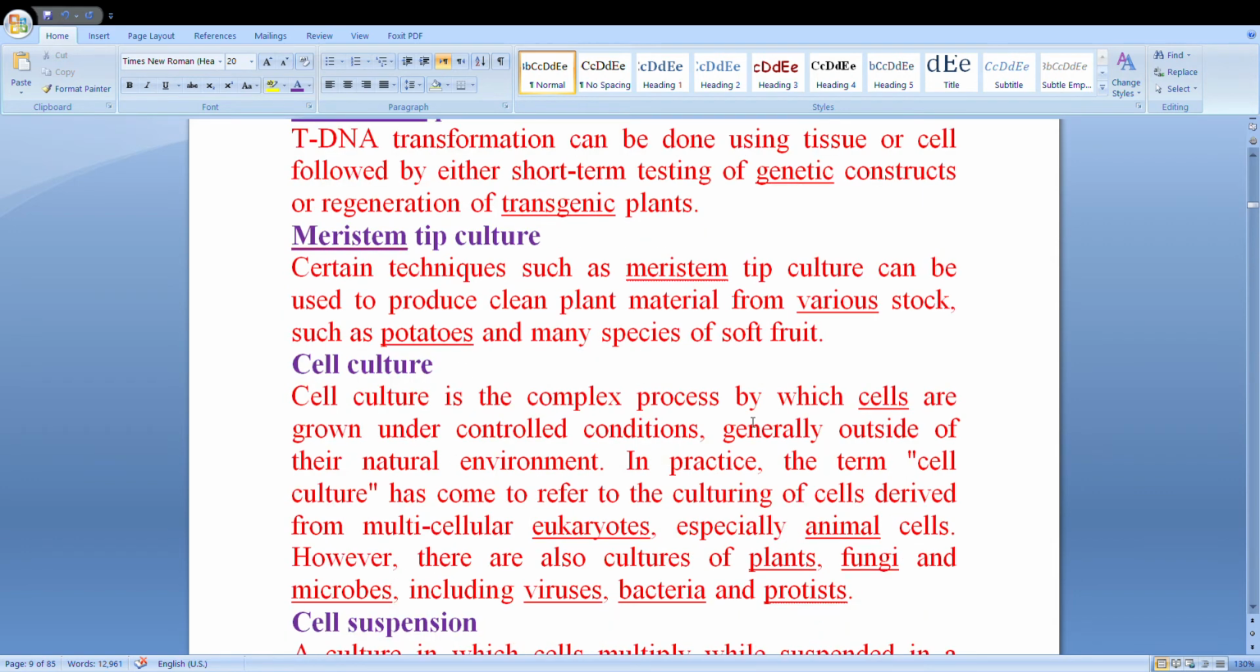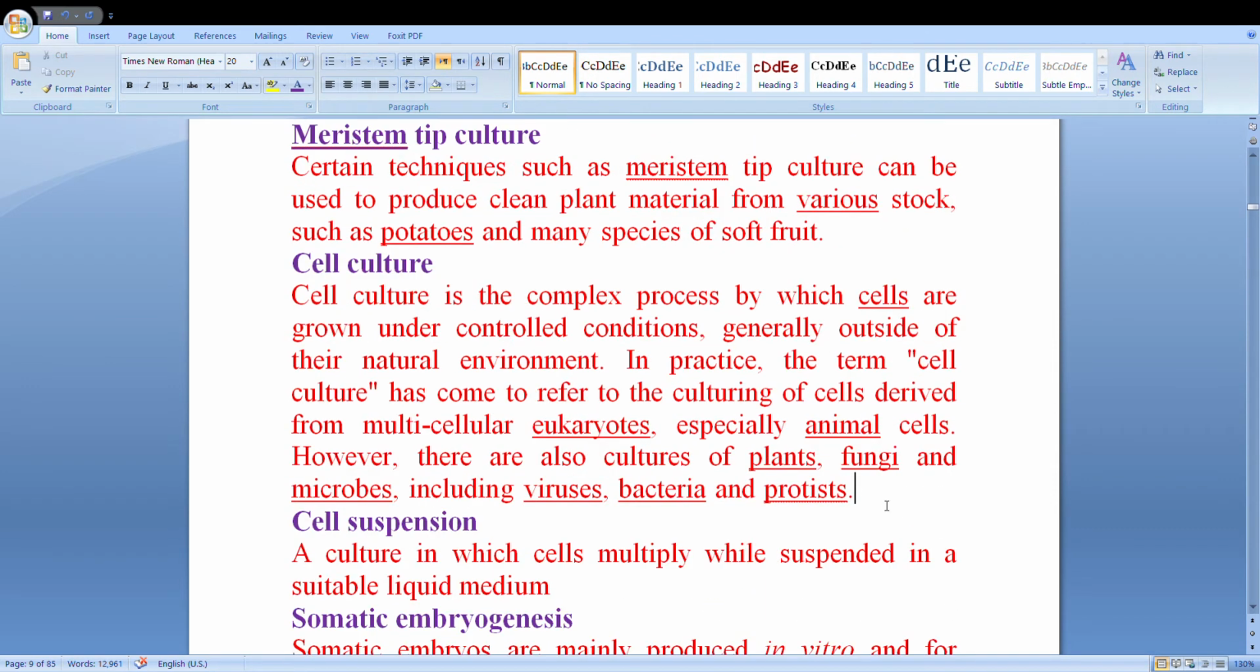Cell culture is a complex process by which cells are grown under controlled conditions, generally outside of the natural environment. In practice, the term cell culture has come to refer to the culturing of cells derived from multicellular eukaryotes, especially plant cells and animal cells. However, there are also cultures of fungi and microbes, including viruses, bacteria, and protists. So by this way also we can increase our nutritive value in plants or in the cell.